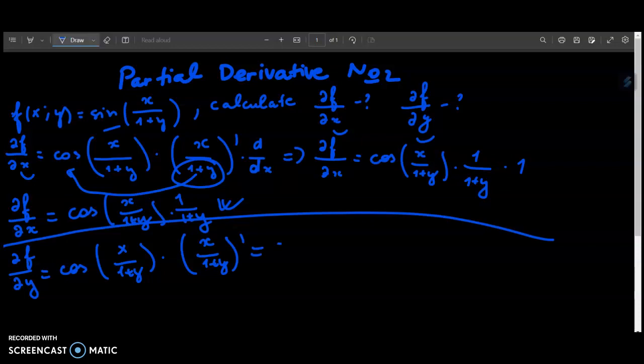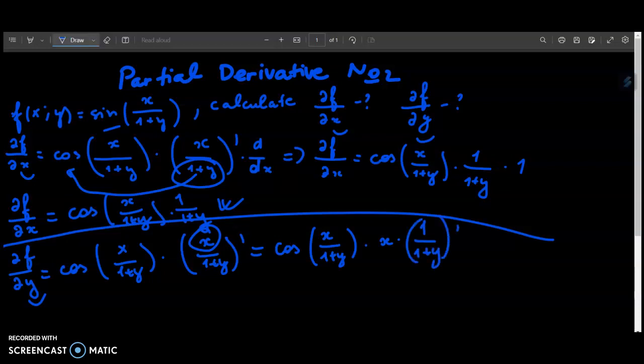It can be like cosine of x over 1 plus y, and multiplied by the derivative of the inside, where we can just take x out of the bracket again, because we take the derivative with respect to y. So that's why x is constant. If you take it out of the bracket, we have x times 1 over 1 plus y, and we should take the derivative from here.